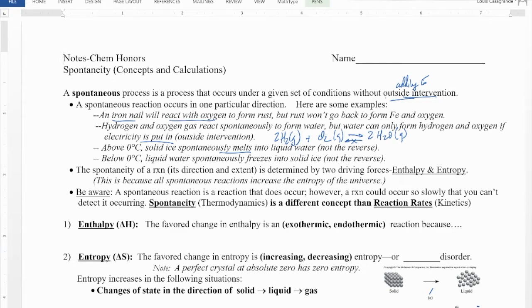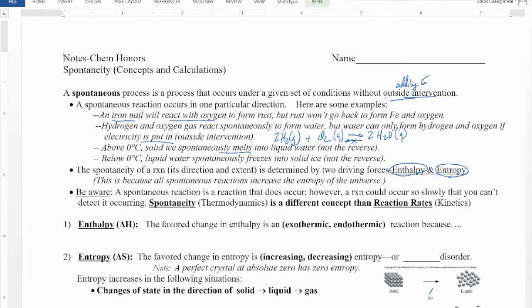So the concept of spontaneity has to do with both the direction and the extent of a reaction, and the extent we'll get into in the next unit on equilibrium. And it's determined by our two driving forces of enthalpy and entropy. Now, we spent a whole bunch of this unit on enthalpy, so we're going to focus today on entropy and on another concept that enthalpy and entropy together create.